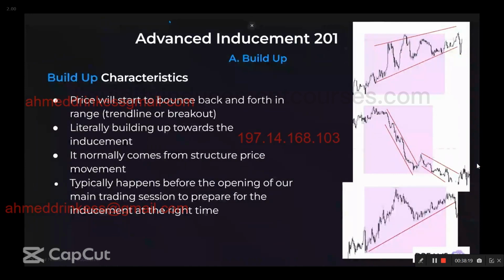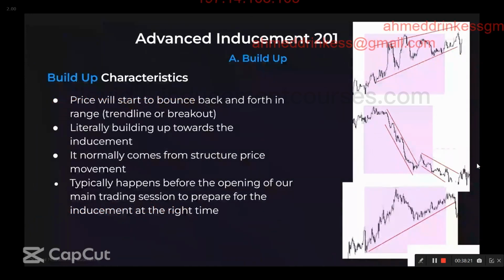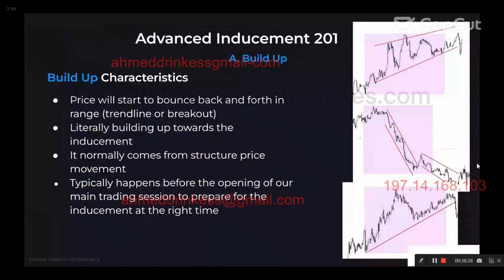Frustrating. Anyways, buildup. These are some classifications of our buildup, right? So buildup characteristics. What will happen during the buildup? Price will start to bounce back and forth within a range, and this is building liquidity. It's just a standard trend line, channel, flag, pennant, whatever you want to call it. It's just luring traders into one specific direction.